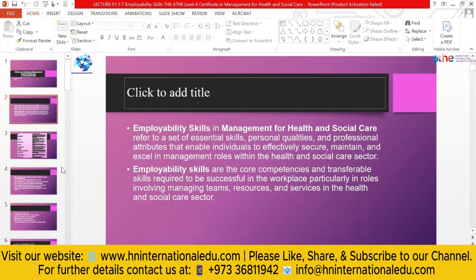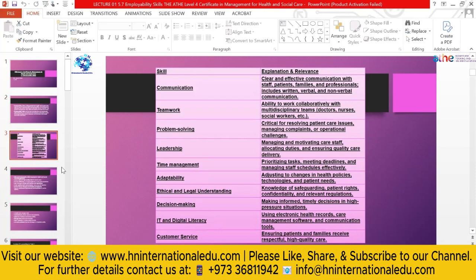Then these are the core competencies and transferable skills required to be successful in the workplace, particularly in roles involving managing teams, resources, and services in the health and social care sector, like a team chart, a whole table of contents, just to make sure that all these terminologies are clear to you. And these are according to the employability skills.